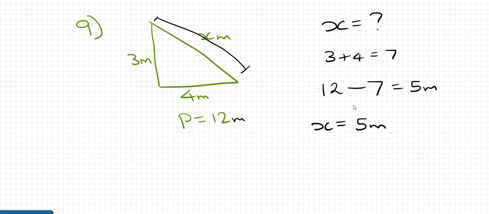Okay? And let's just check. If X was 5 meters, 5 plus 3 plus 4 has to give me 12. Well, let's check. 5 plus 4 is 9, and 9 plus 3, yes, it gives me my 12. So to work out an unknown side length, you just had to realize that if I add these two sides together, whatever's left, the difference between them, is the length of the unknown side, which happened to be 5. Thank you.